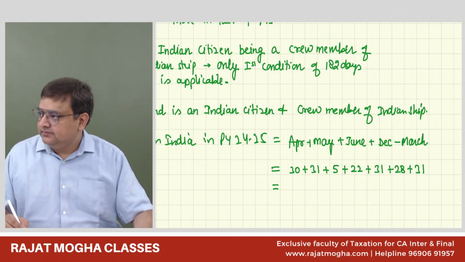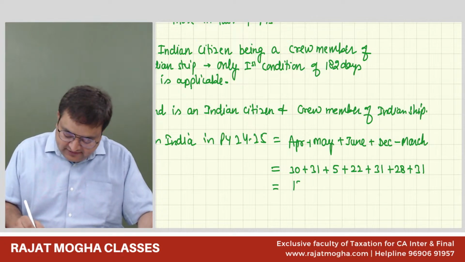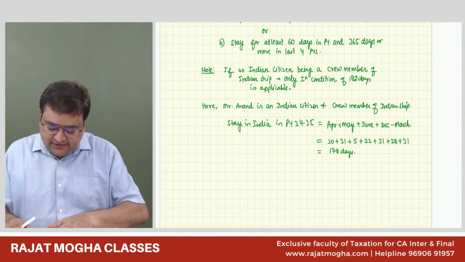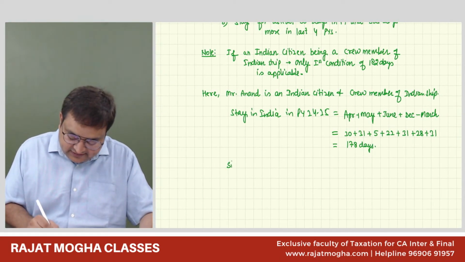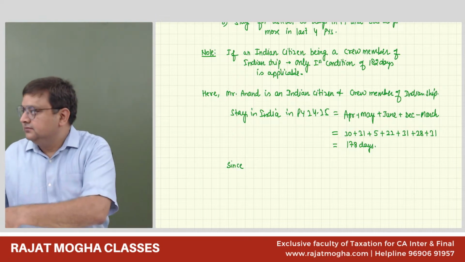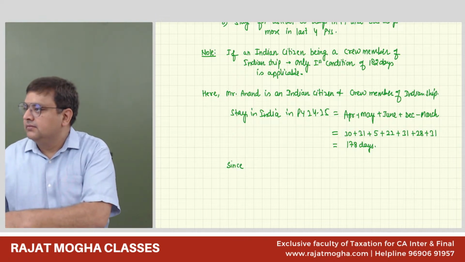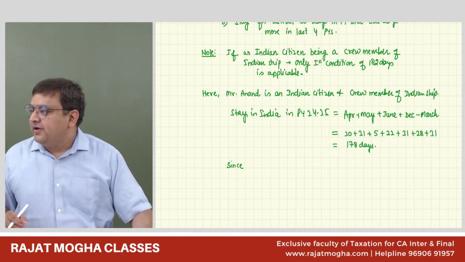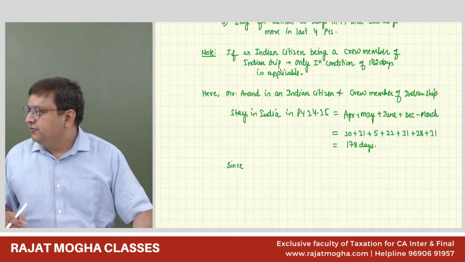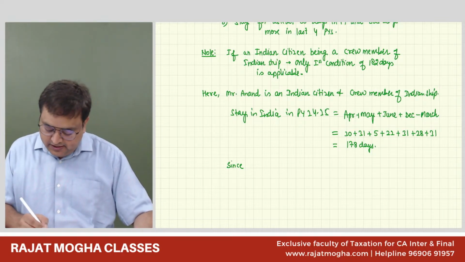Let us come to the second question. Illustration number 2 says that Brett Lee, an Australian cricket player, visits India for 100 days in every financial year. This has been his practice for the last 10 financial years. So since the last 10 years, he's coming to India for 100 days every year. Find out his residential status for the assessment year 25-26.